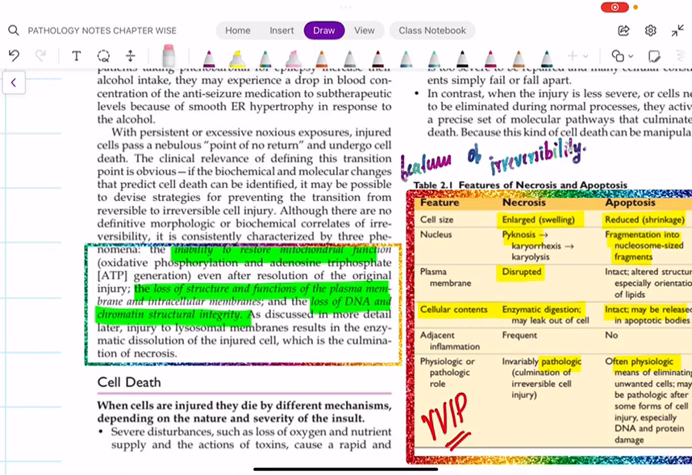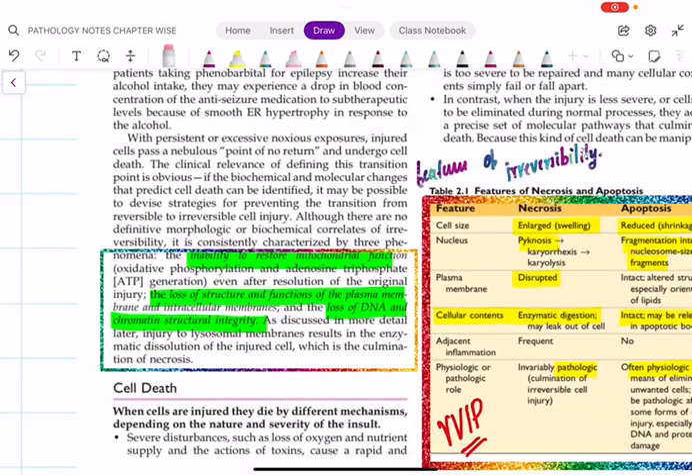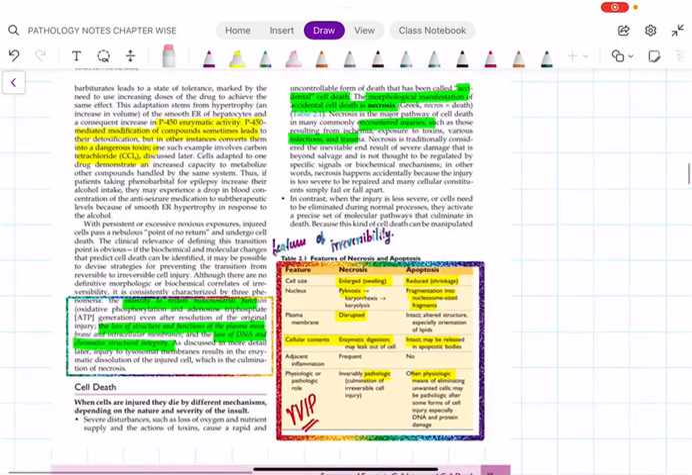Number one, inability to restore the mitochondrial function; loss of structure and functions of the plasma membrane; and loss of DNA and chromatin structural integrity. Mitochondria should be gone, the plasma membrane should be completely gone, and the DNA integrity should be lost. This is what we call irreversibility. I told you we have two types of irreversible cell injury, necrosis and apoptosis. We are going to see each in detail.